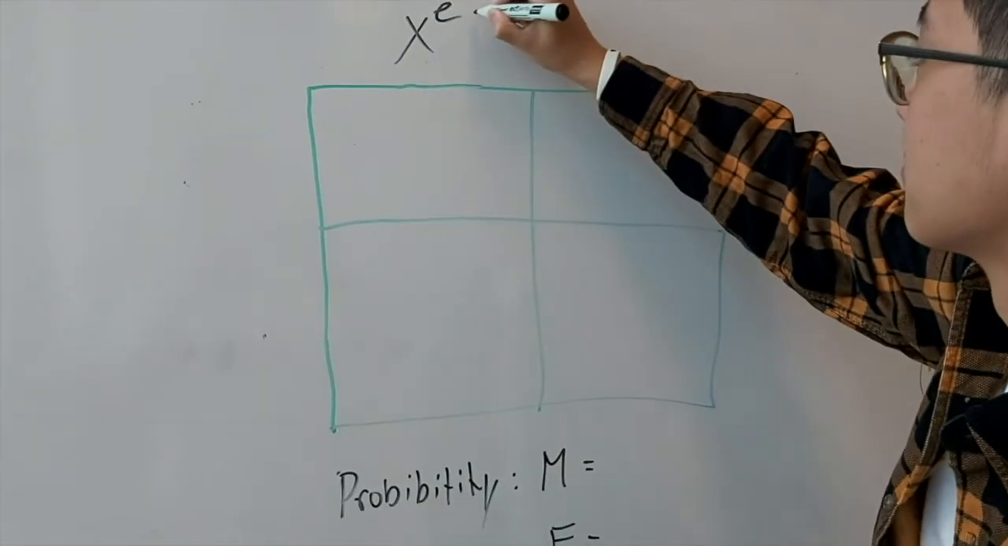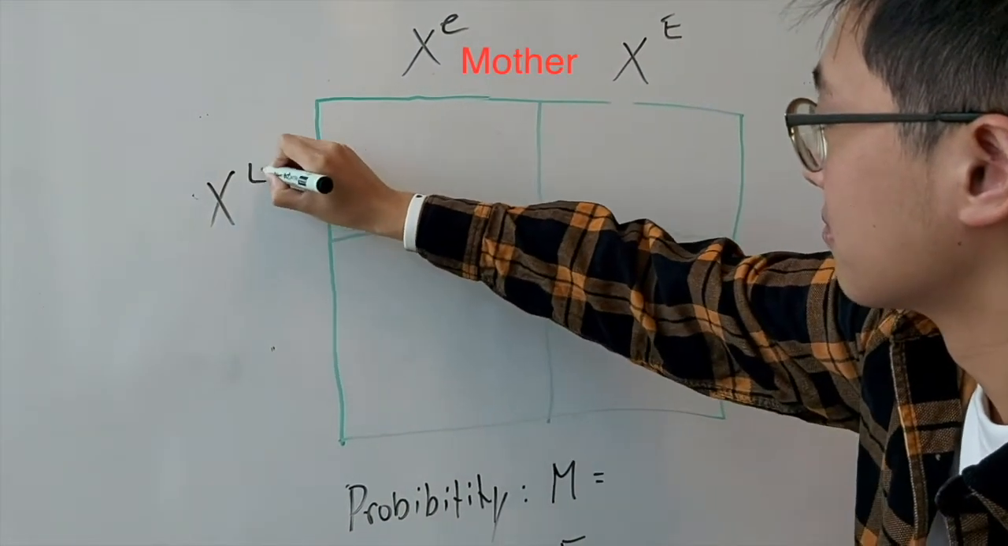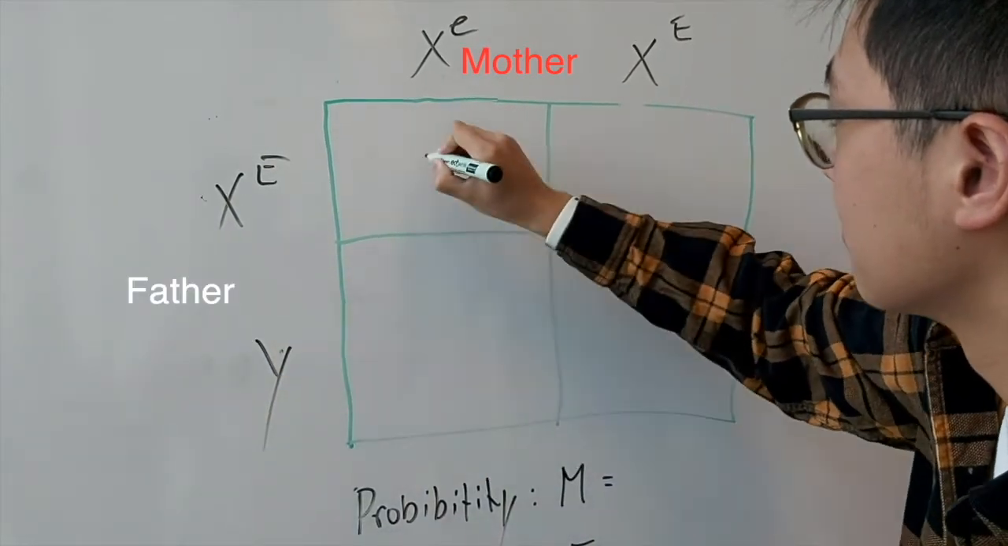Ectodermal dysplasia is an X-linked recessive disorder. Here we show Jimmy's mother along the top of the square as a heterozygous carrier for ED, and his father, an unaffected male, along the side.